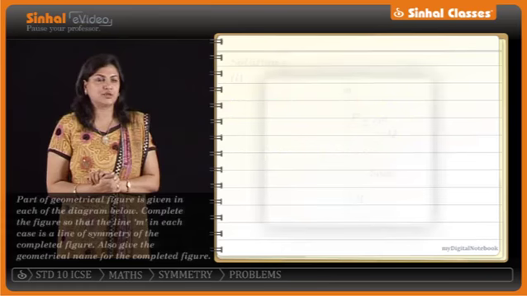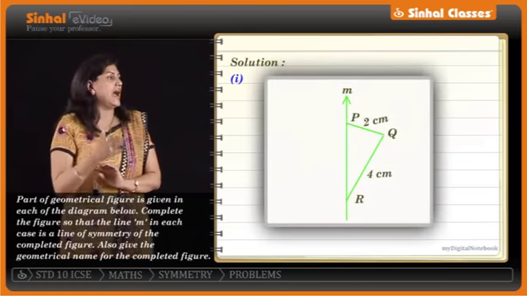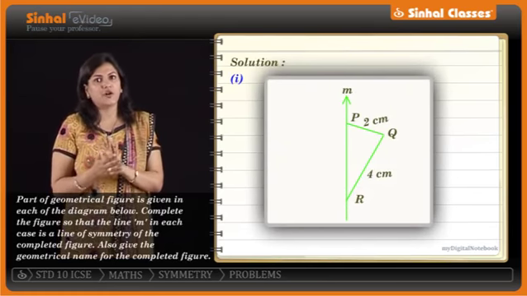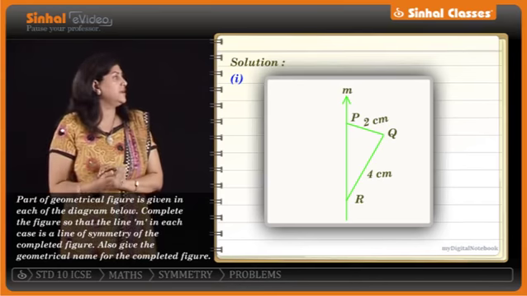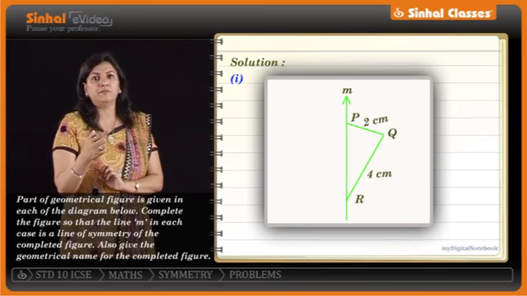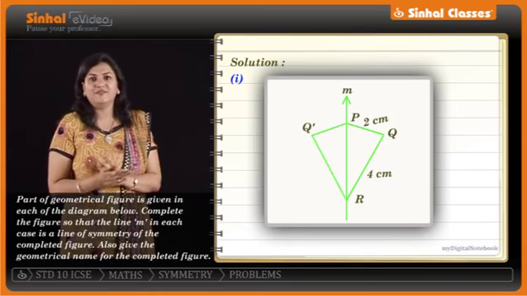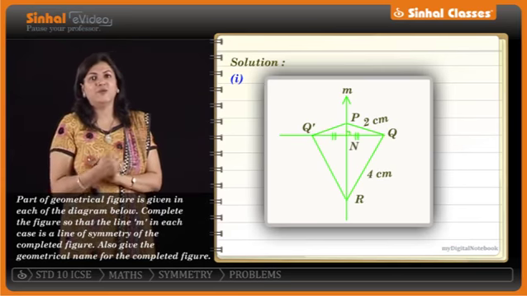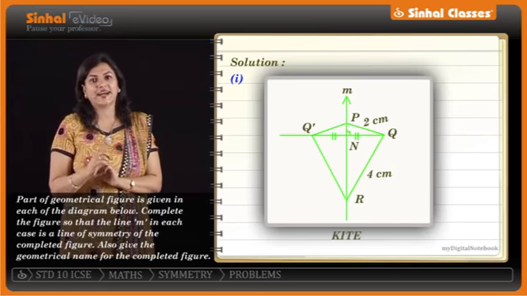Now let's take the first one in this. We are given a triangle PQR and line M is the line of symmetry. So we draw the same on the other side of the line M. We get triangle P', Q and R. Now we've drawn the figure in which M is the line of symmetry. What is this figure? This figure is a kite and it has one line of symmetry.